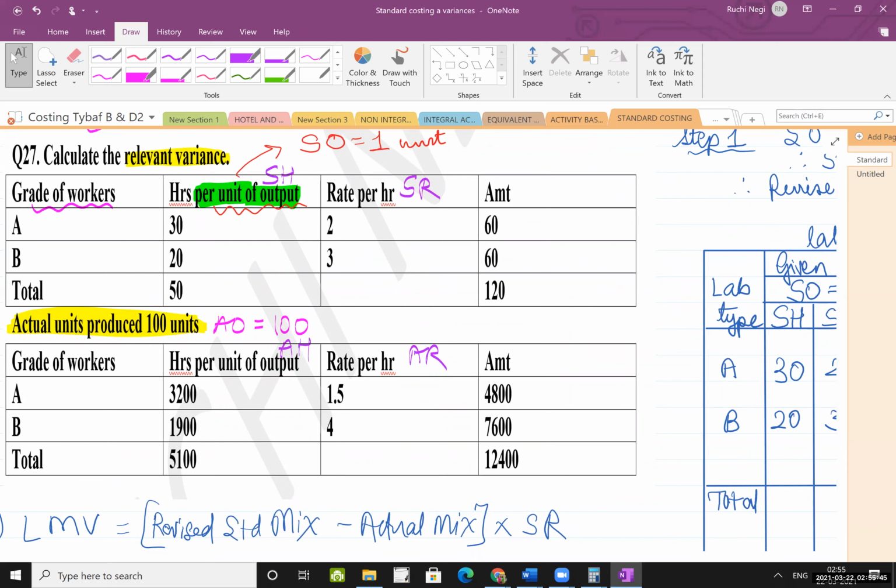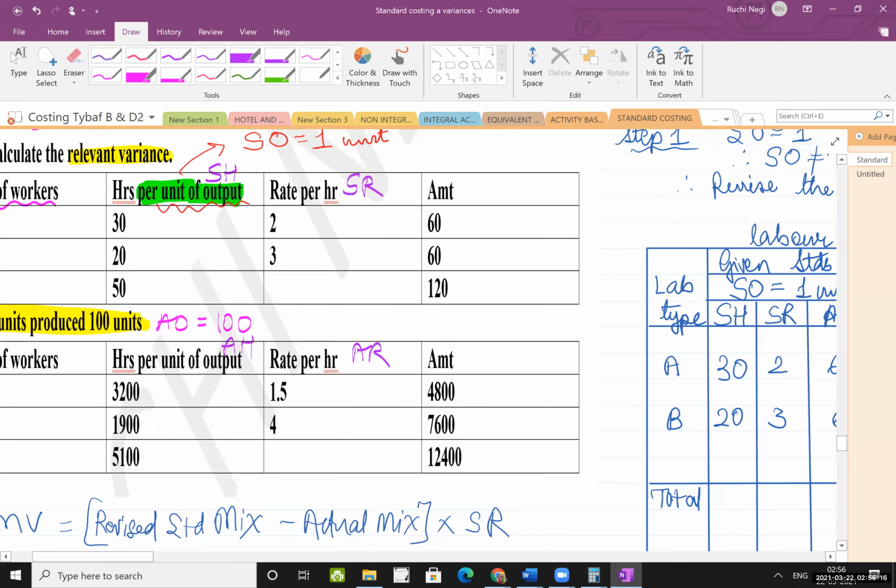Now there are grades of workers. You have two categories of workers, A and B. Since there is more than one, the labor mix variance will be calculated, right? Then hours per unit of output, that means my standard output is 1 unit. Standard rate is given to you, and actual output is given as 100. Actual hours are given, standard and actual rate are given, and it says calculate the relevant variance. When they are talking about workers, it means I will calculate labor variance. So the first step is obviously always that standard output should be equal.